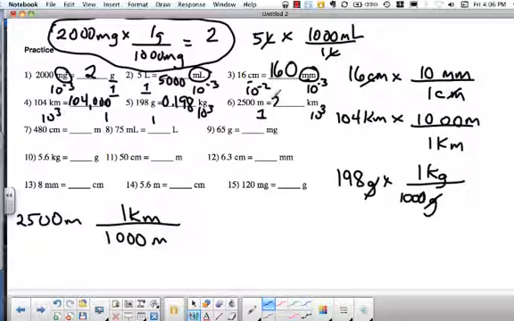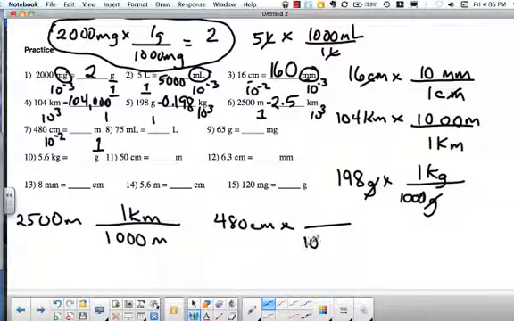10 to the minus 2. This is a 1. There are 100 centimeters in a meter, because they are 2 powers of 10 apart. I want to get rid of centimeters. This 100 stays with the centimeter, the smaller one. So the answer to this is 4.8.